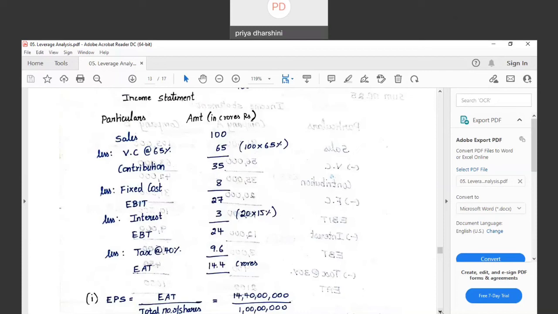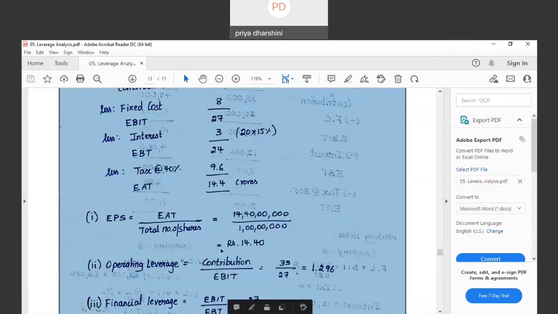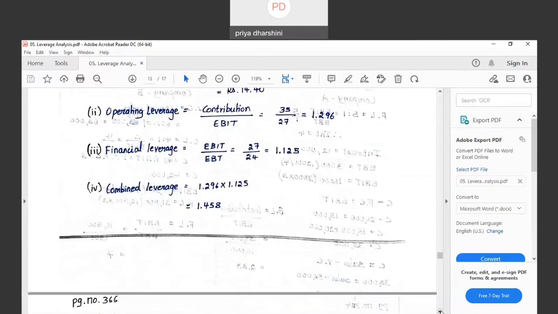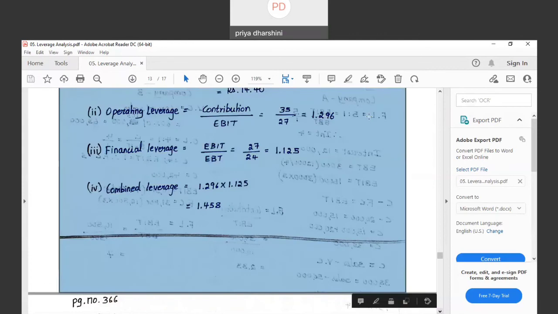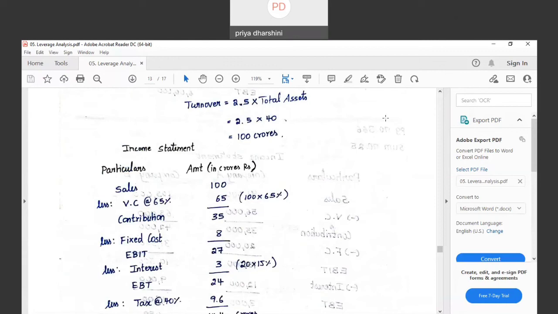14 crore 40 lakhs divide by total number of shares. How many number of shares? Look into the balance sheet. 1 crore shares, which means earnings per share is 14.4. To arrive at earnings per share, you have to prepare the income statement for which you should know the turnover. For finding turnover, you are using the asset turnover ratio. Then comes operating leverage. Having prepared the income statement, finding leverage is now easy. Contribution by EBIT will give you operating leverage. EBIT by EBT will give you financial leverage. Combined leverage will be operating leverage into financial leverage. That's all. Is this sum understood? Is this sum clear?